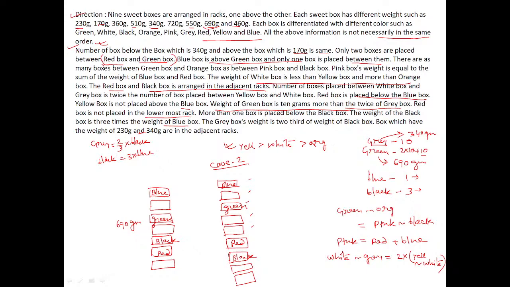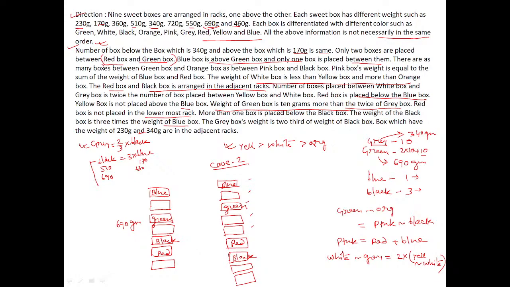Now we were in confusion that if blue is 170, then black is 510. If blue is 230, then black is 690. Now along with this statement we have to satisfy this earlier statement: gray is equal to 2/3 into black. Now see, if black is 510, then multiplied by 2/3 would give 340. So gray is 340.